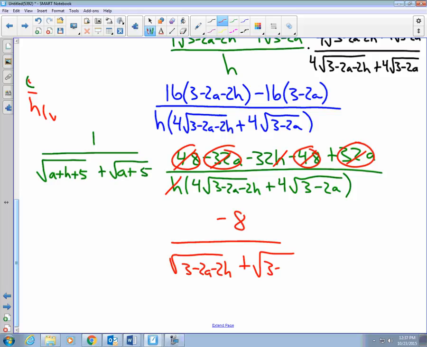What's the root of 3 minus 2a? Done and done. Kind of involved, huh? Better than that. Got it? Worksheet time.